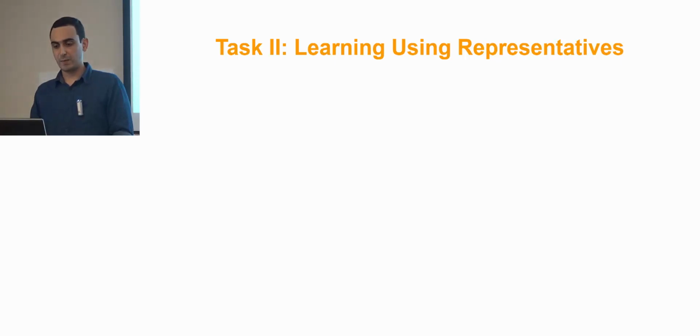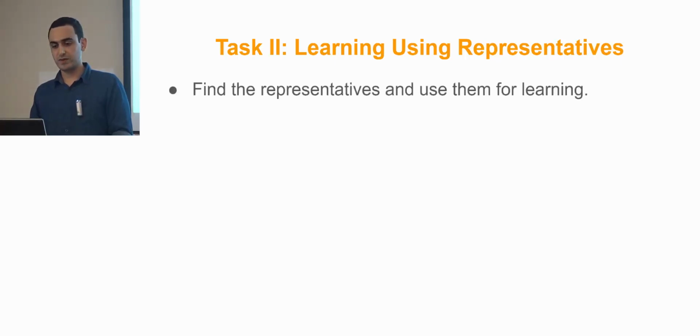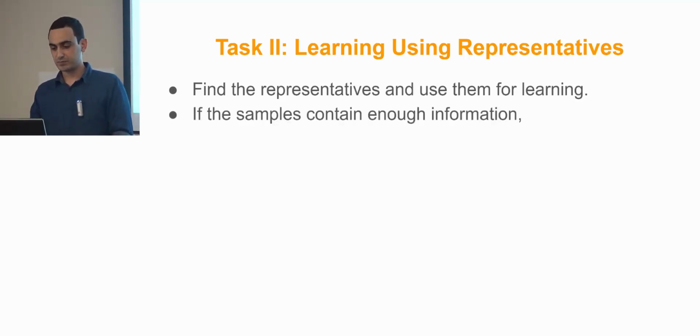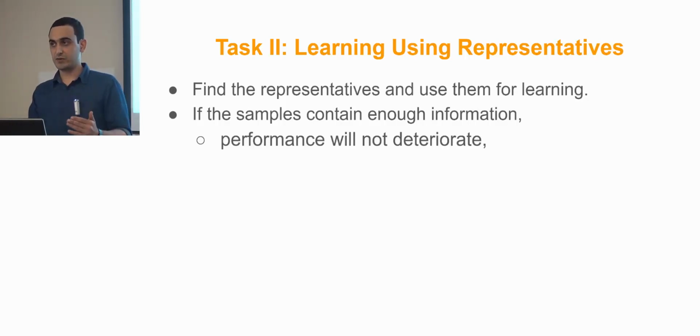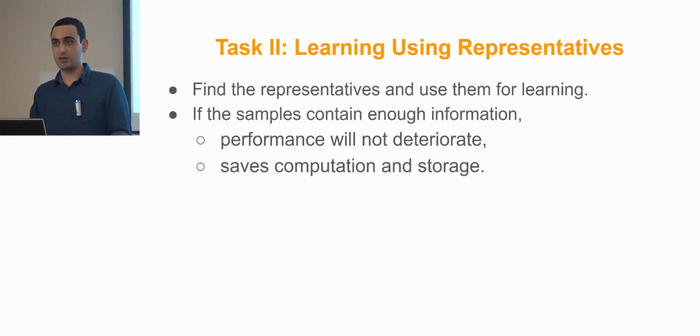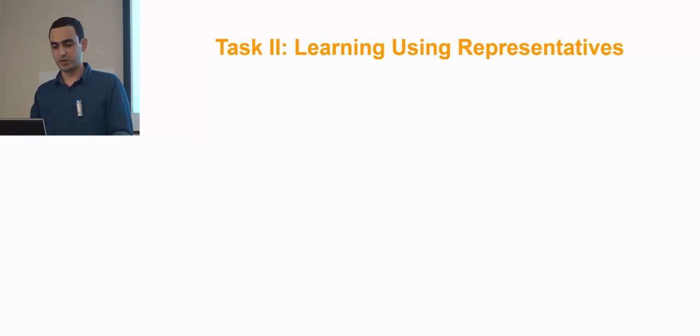And the second task is learning using representatives. This is different from the previous task. Here, the main difference is that we have a huge data set and we have the labels, but we want to summarize the data set. We want to select a few representatives from each class and perform the learning task using only the representatives. And if the samples contain enough information, the accuracy would be very similar to using the full data set, and it will save us a lot of computation and a lot of storage.